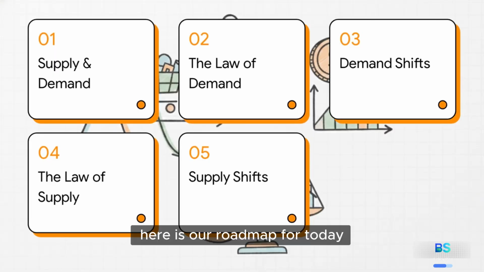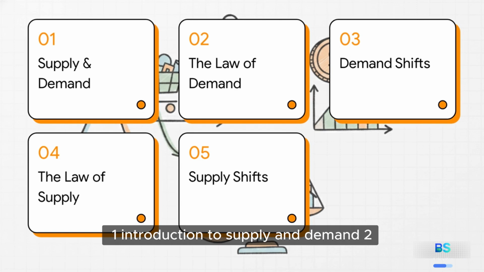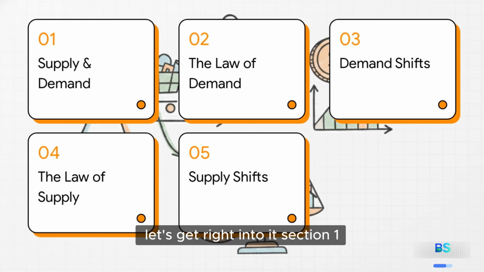Here is our roadmap for today. 1. Introduction to supply and demand. 2. Understanding the law of demand. 3. Determinants and demand shifts. 4. Understanding the law of supply. And 5. Determinants and supply shifts. Let's get right into it.